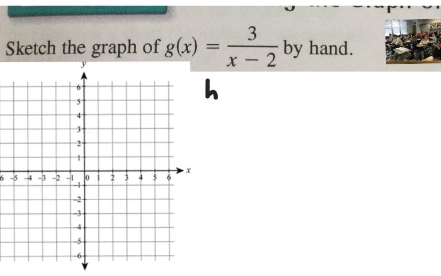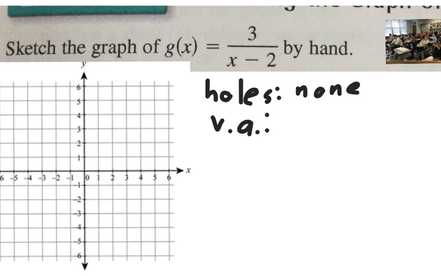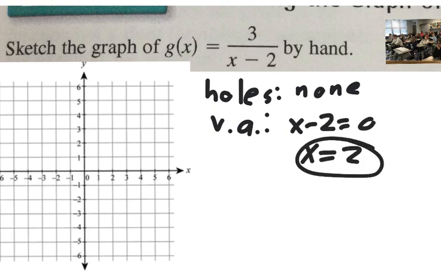All right, so the things that we're going to look for: are there any holes in the graph? There's not. There's nothing that cancels. Vertical asymptote? How do you find it? You set the denominator equal to zero. It's x equals 2. You can't just say 2, because it's an equation of a line. It's a vertical line. X equals 2 is my vertical asymptote. Thank you. Next thing I'm looking for, my horizontal asymptote.